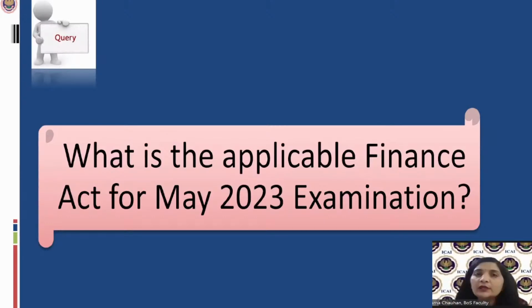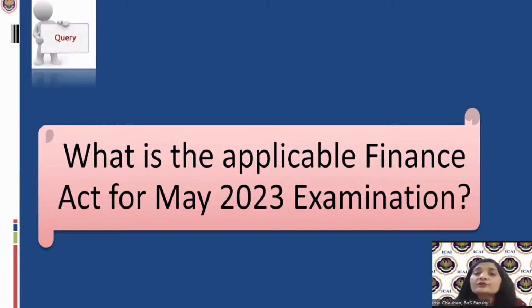Now we are talking about November 22 exams. For November 22, Finance Act 21 was relevant, right? So there are certain amendments made in the Income Tax Act. If you have already appeared in the November 22 exams, the syllabus remains the same. There is no change in the syllabus of May 23 exams and November 22 exams. But there are amendments, so you have to update yourself with the amendments.